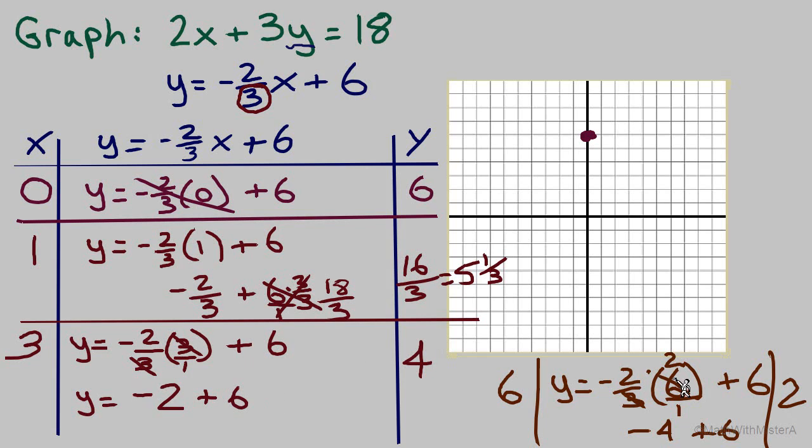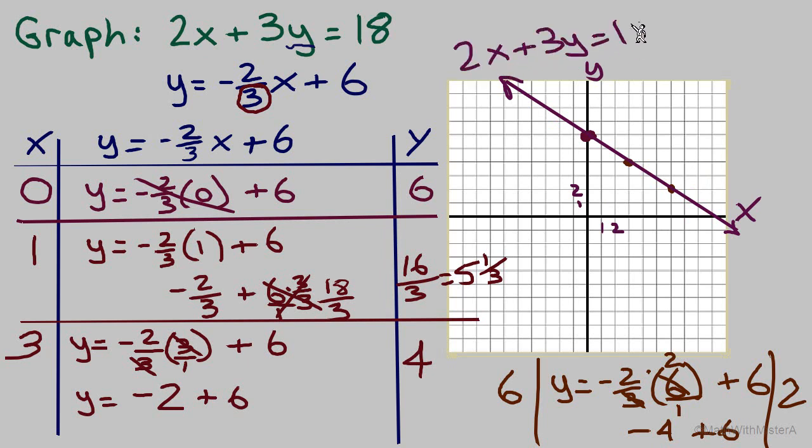So let's plot these other 2 points. 3, 4: over 3, up 4, and then 6, 2: 1, 2, 3, 4, 5, 6, and up 2. It's looking good. Let's connect them with the straight line and wrap up this graph. The line extends forever both ways. Label the x and y axis. Do our scaling. And we can label this line. It's the line 2x plus 3y equals 18.